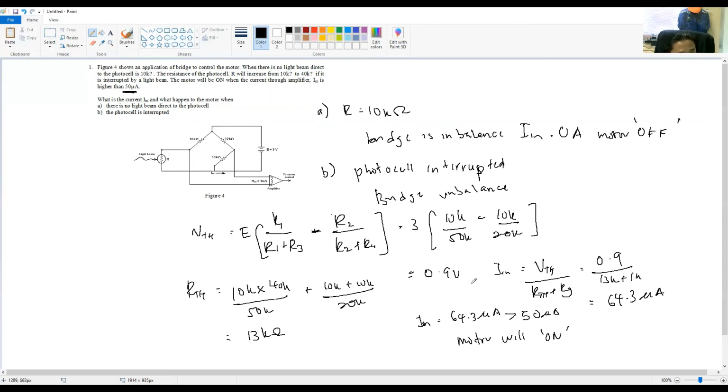Okay, the conditions: the first condition is motor off and the second condition is motor on. For example, in the second condition the photocell is interrupted, so the I in is greater than 50 microampere. So the motor will be on.